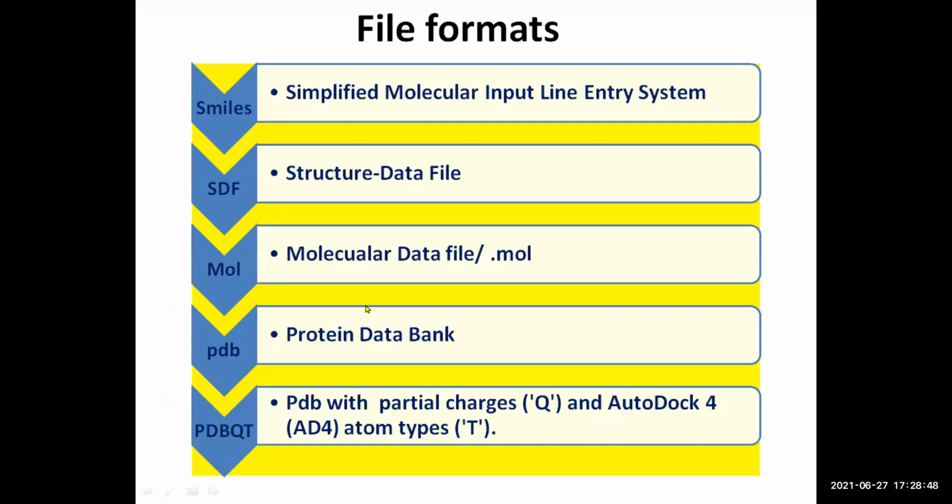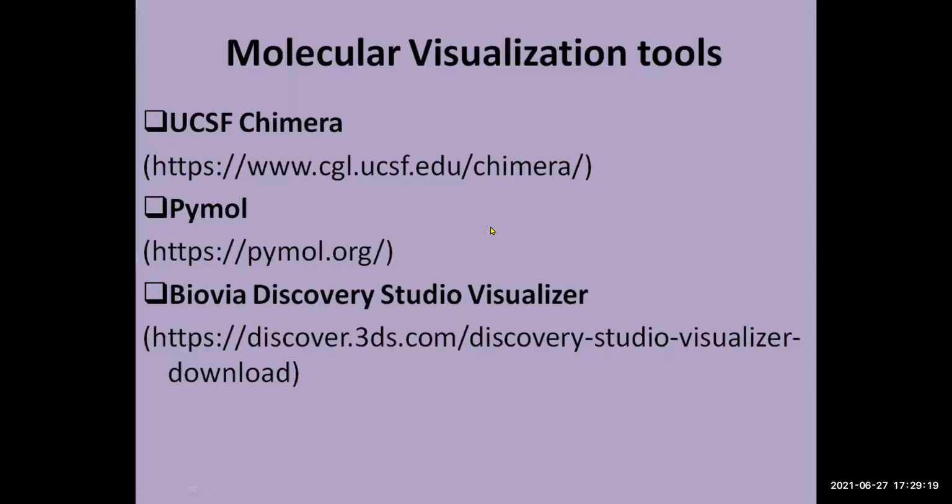Another thing is file format. File format is normally for ligand molecules. During molecular docking and different CADD procedures, you need to use different kinds of file formats, for example SMILES, SDF, MOL, PDB, and PDBQT. SMILES, SDF, MOL, and PDB are for ligand molecules, whereas PDBQT is a file format generated during molecular docking with AutoDock, AutoDock Vina, or any other tools.